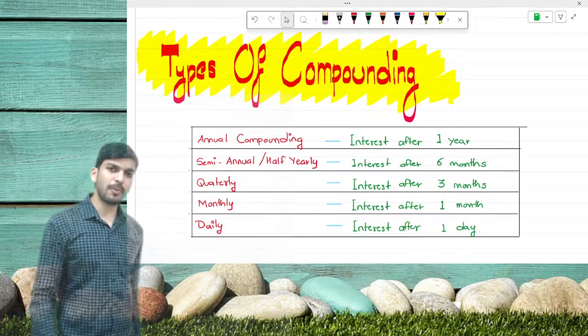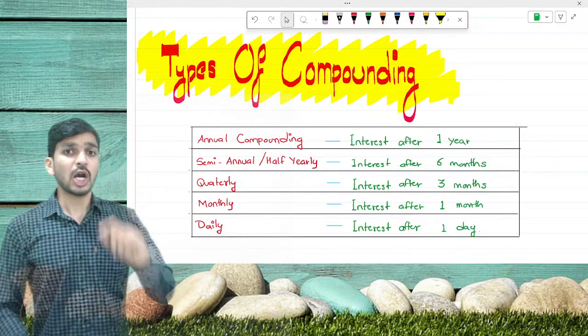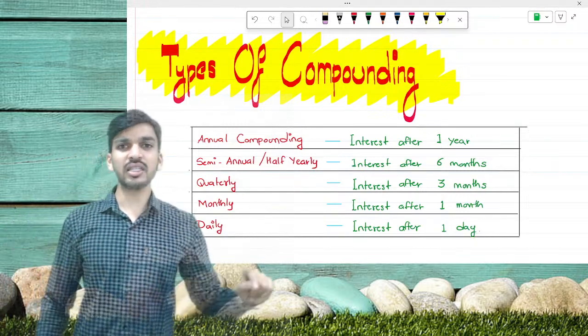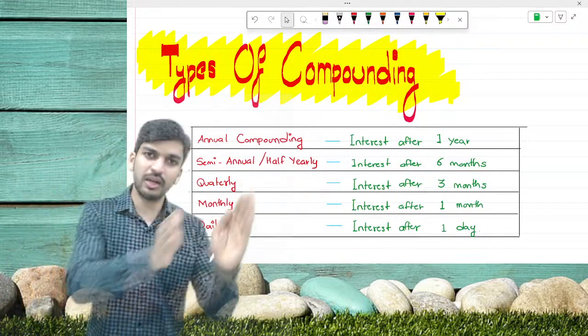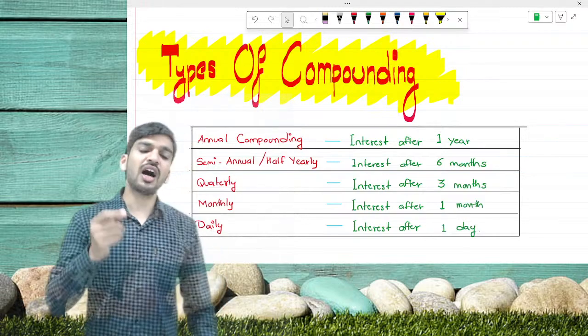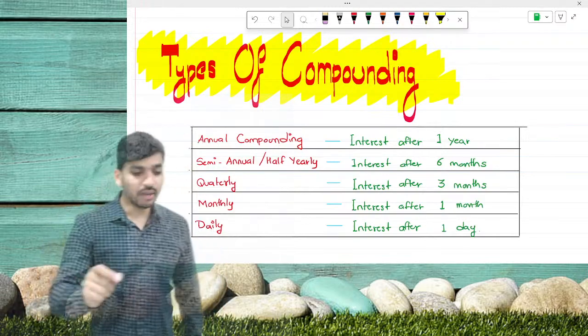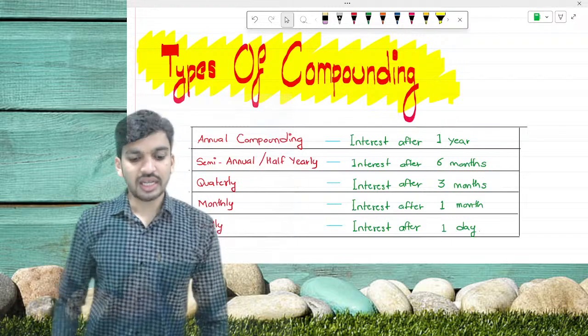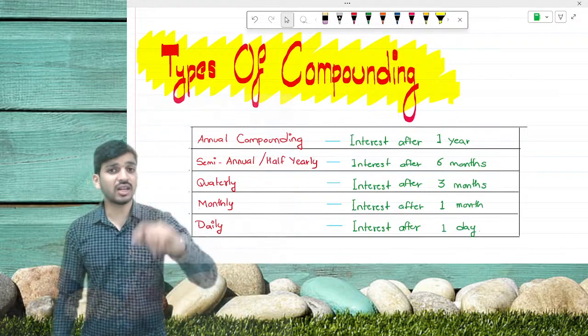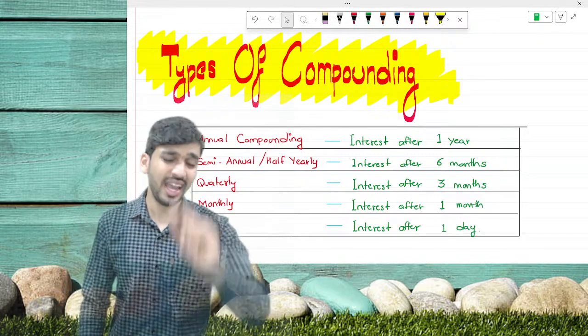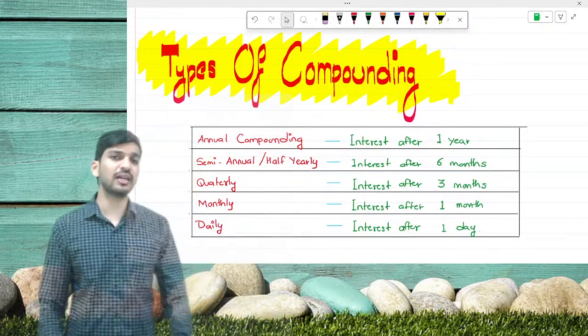This is a very simple part and definitely a very useful part. Quarterly means a year is divided into 4 parts: 3 months, 3 months, 3 months and 3 months. That means after every 3 months you are going to get the interest. Similarly, there is monthly compounding. That means after every month you are going to receive the interest.